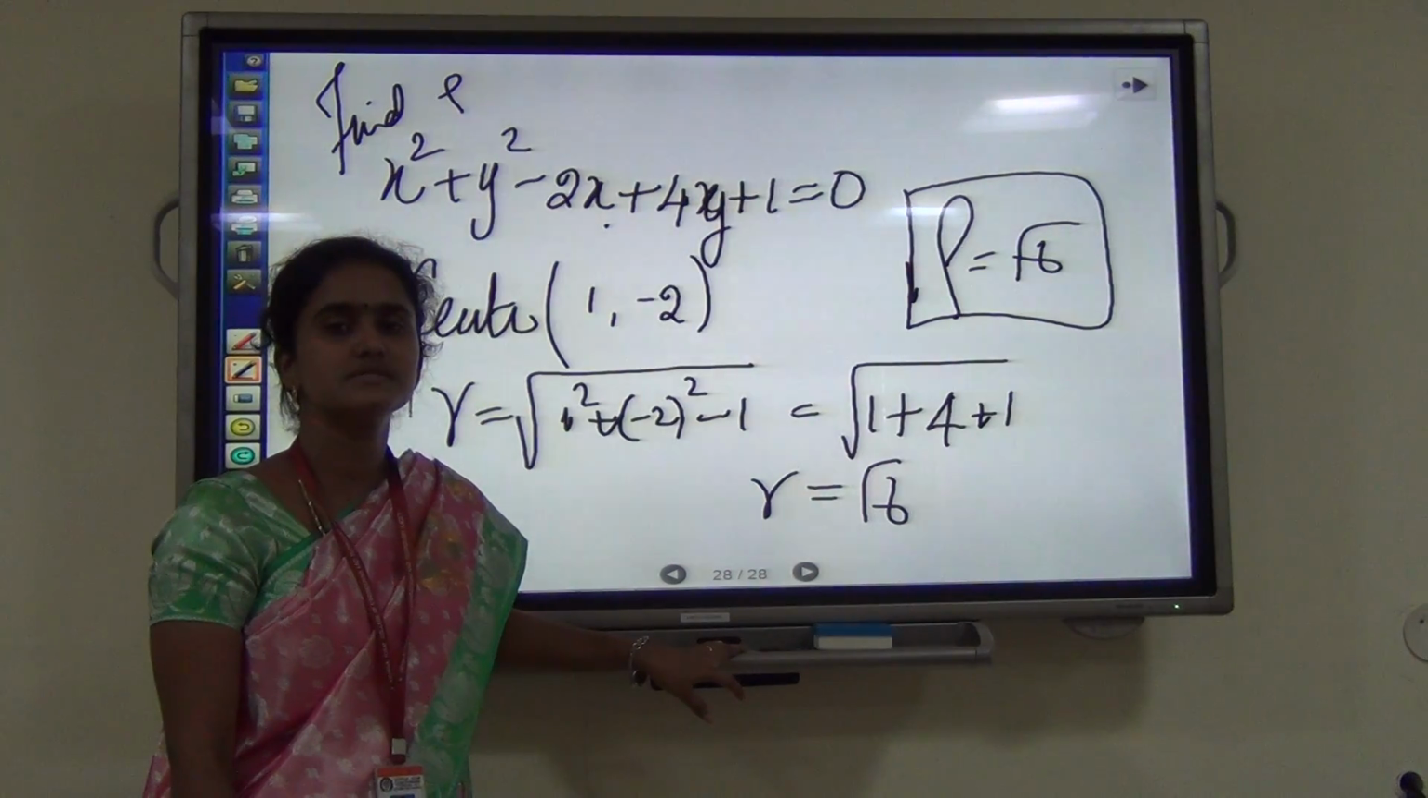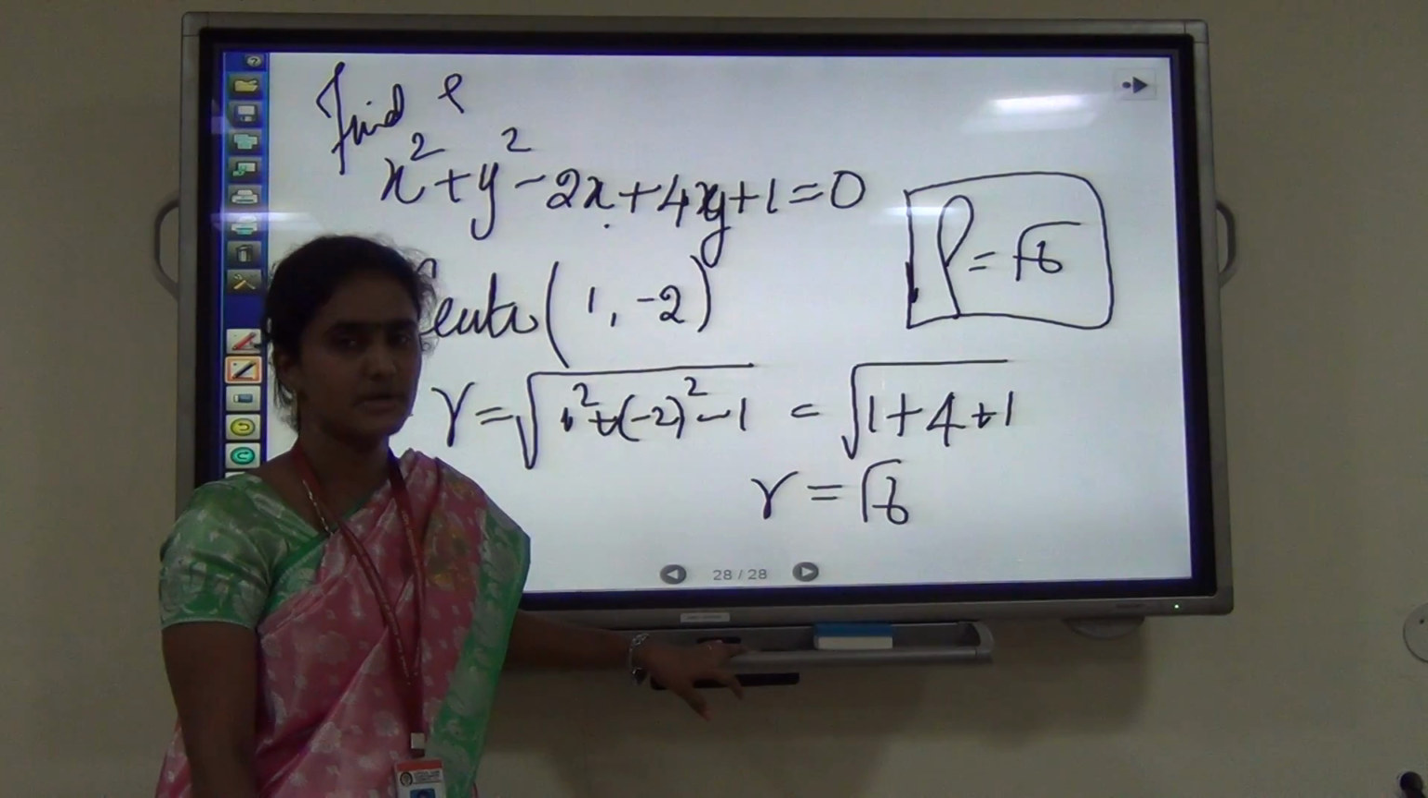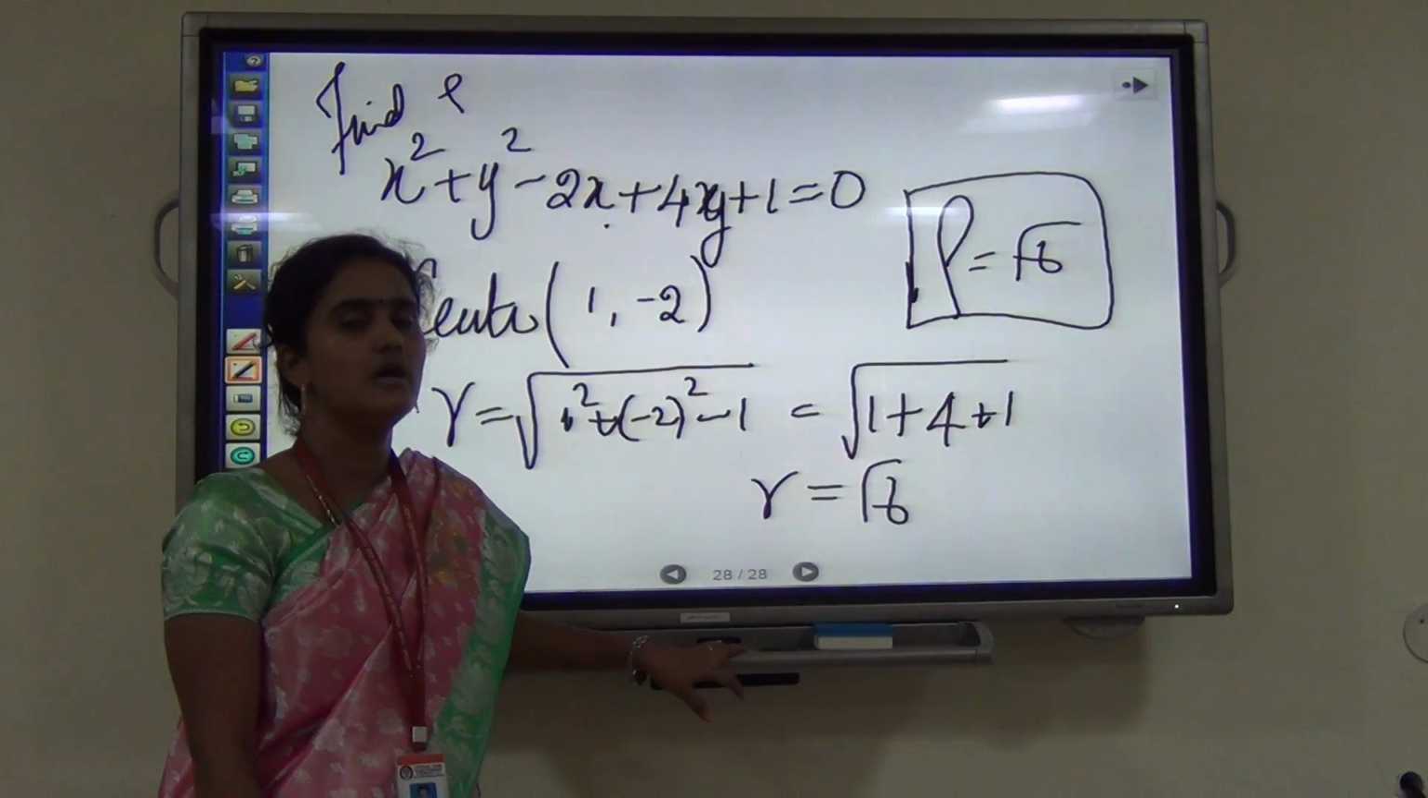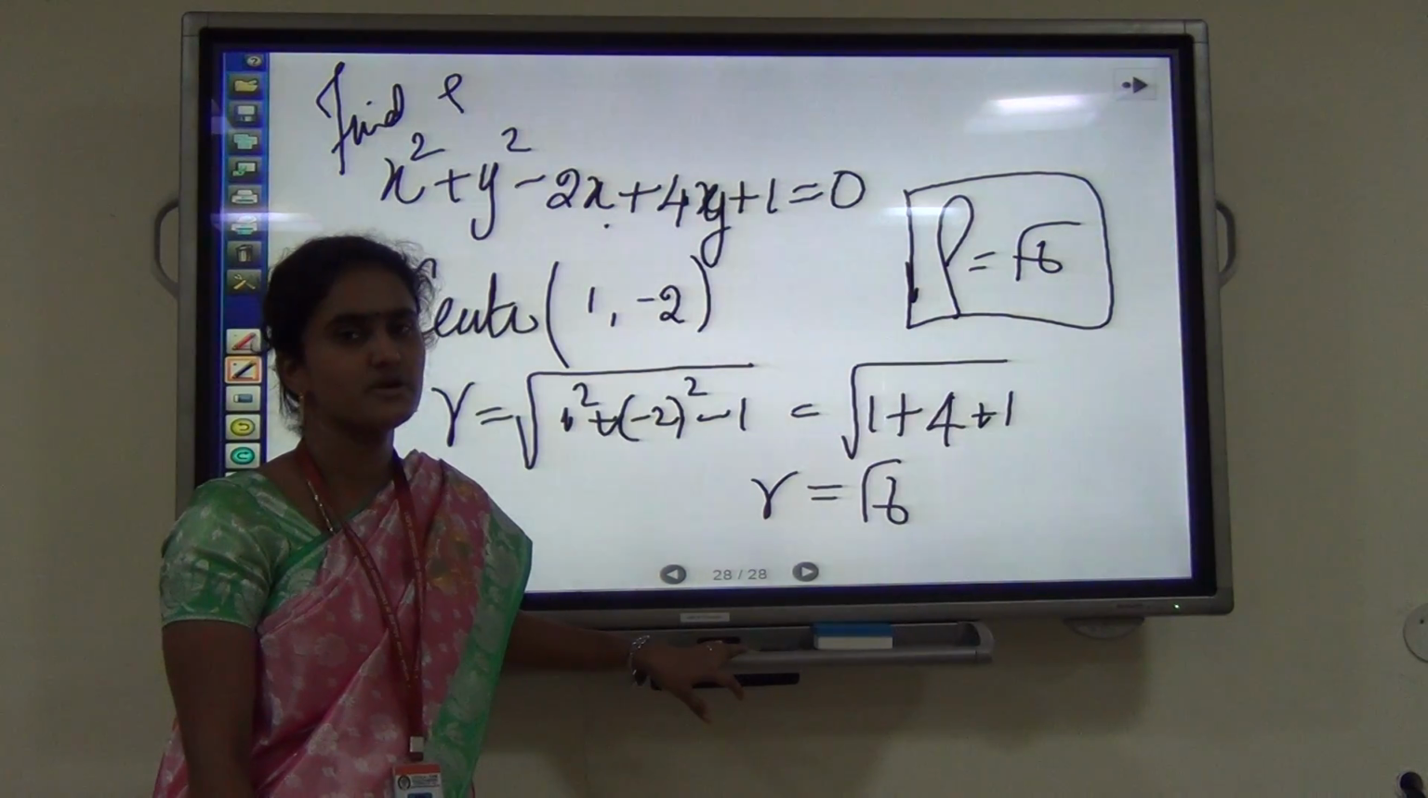We'll do some more problems in parametric by introducing how we get the parametric form of the radius of curvature in the next session.